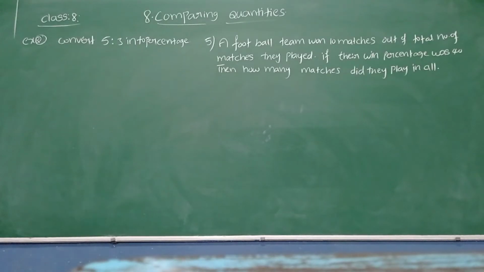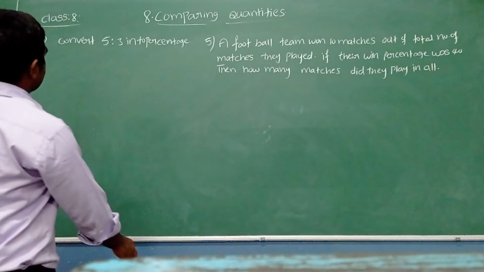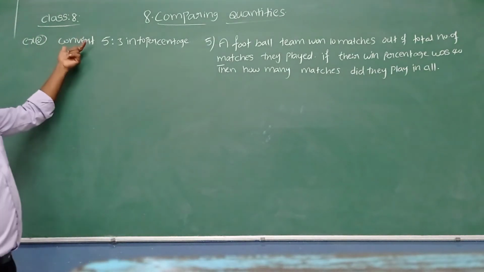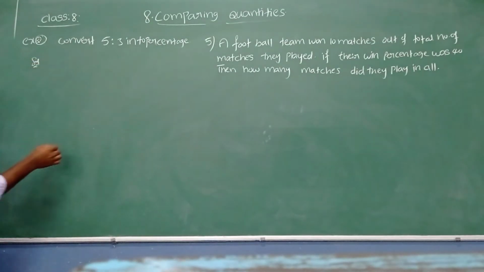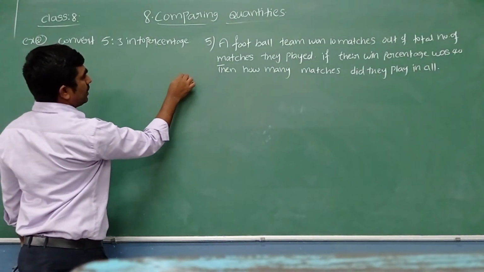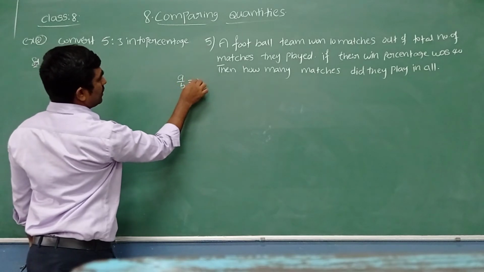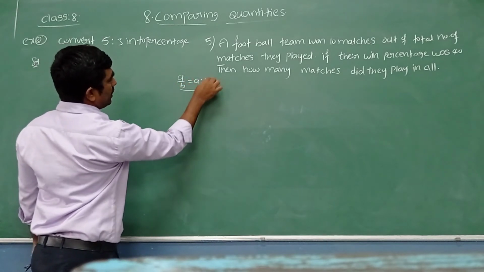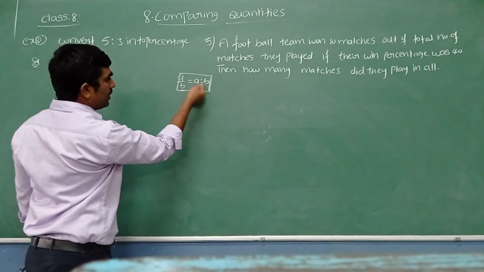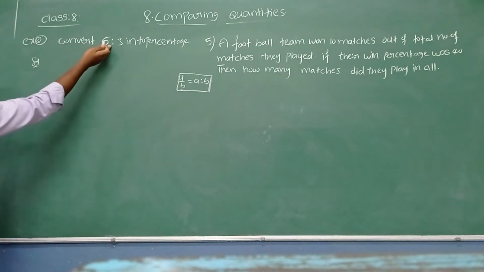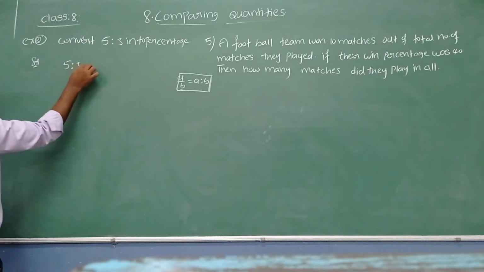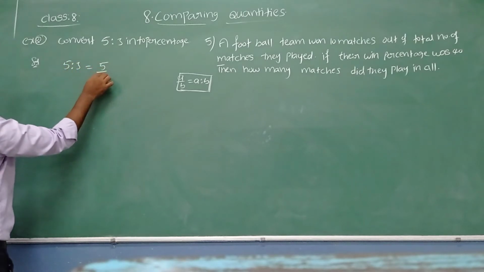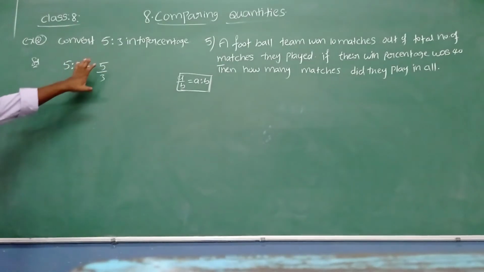Okay children, let's see some more examples based on the percentage concept. They are asking here to convert 5:3 into a percentage. See here the solution. Like A by B, we can write A is to B, and A is to B we can write A by B. So what ratio is given here? They gave 5 is to 3. This 5 is to 3, we can write as 5 by 3. Now it is in fraction form.